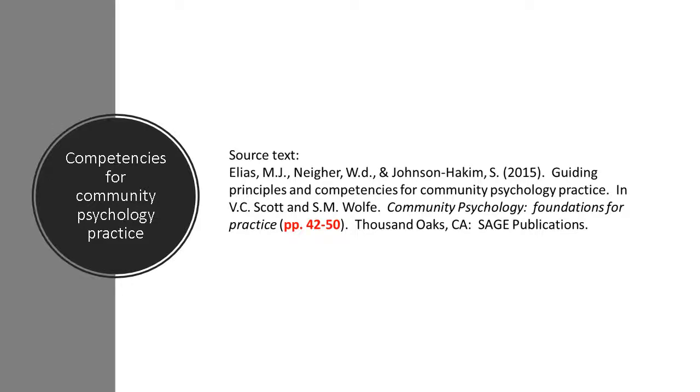This will be our source text. I indicate the specific page numbers in red, and I just want to remind you that you can get this chapter from ClickUp. It's under reading materials, and we'll just be looking at pages 42 to 50. However, I strongly recommend that you read the rest of the chapter. It applies competencies to a specific community situation, and it also looks at the differences between community psychology, clinical psychology, and school psychology, the overlaps and the differences, I should rather say.